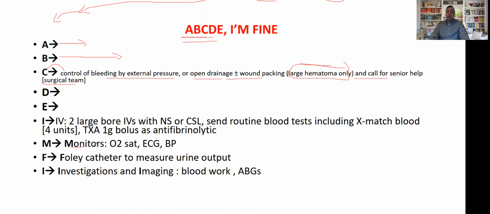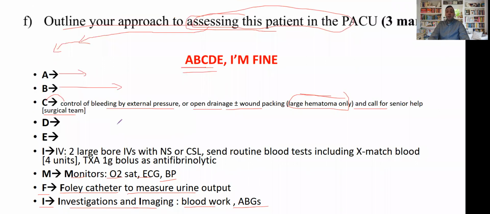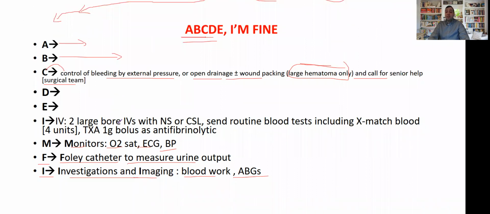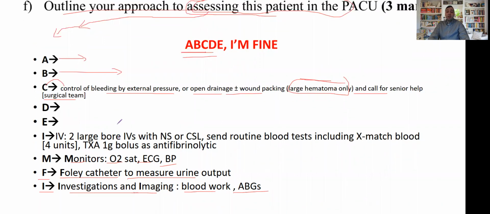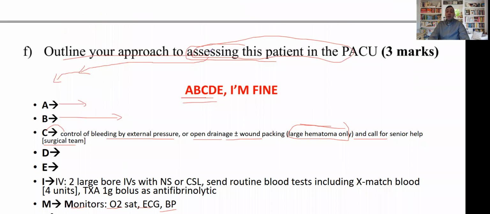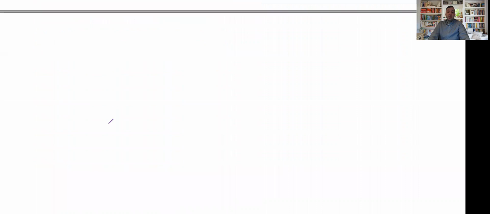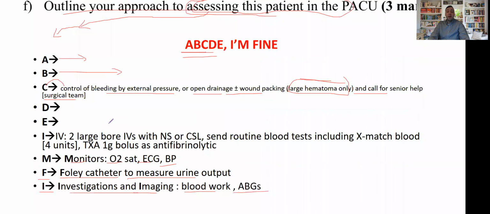It's monitor. You have to put on monitors: oxygen saturation, ECG, and blood pressure monitor. F is Foley's catheter to measure urine output, and I is investigations and imaging, blood work, and ABGs here. I think it's important to check the gas exchange and acid-base status of the patient. So this is how to assess this patient systematically. You have to be systematic in this. And this is the final part of this question.